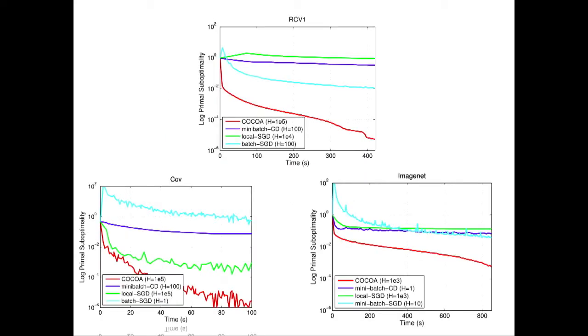And in fact, this was true for all of the data sets that we looked at. So you can see in all of these plots that the red line, which is Coco, is converging to the optimal solution faster than the other methods.